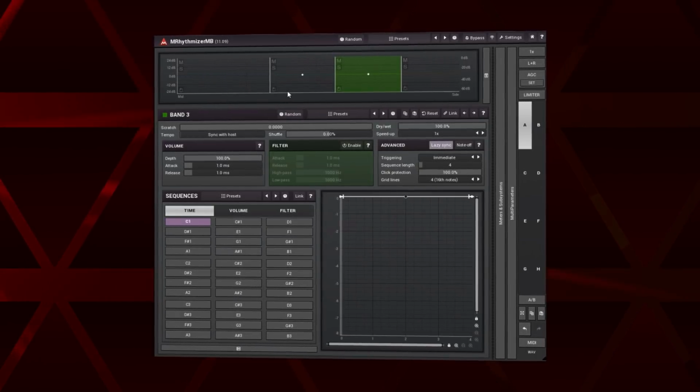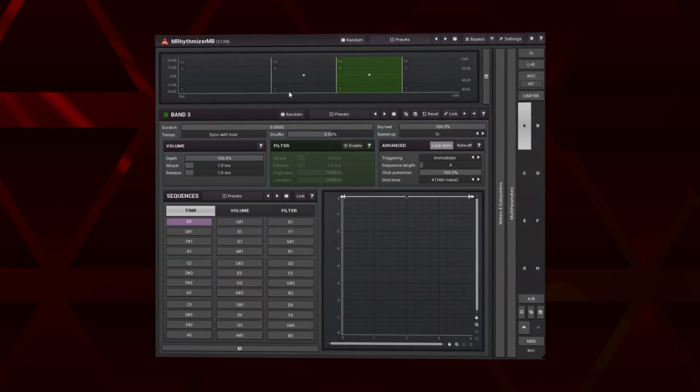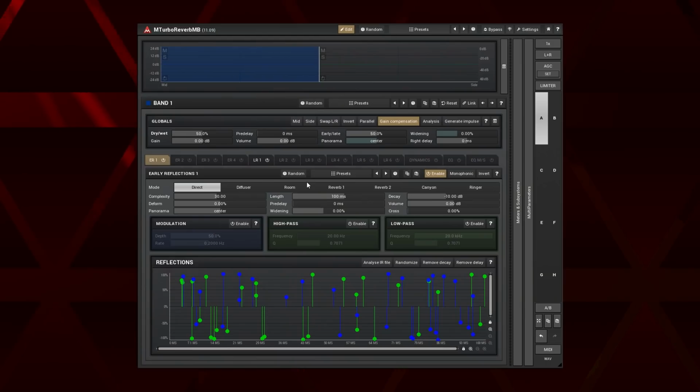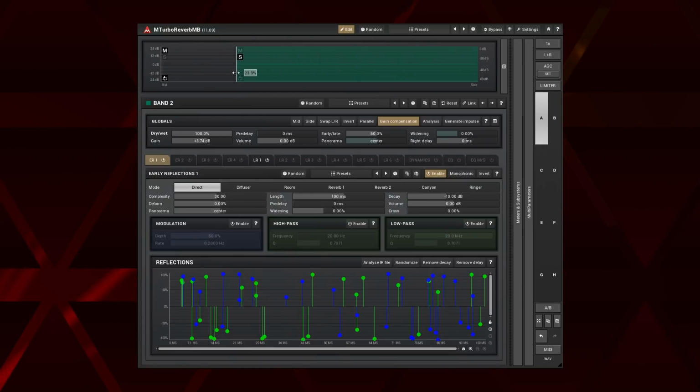No problem. Let's take the same percussion loop and the following setup in M Turbo Reverb MB. I used a two-band mid-side crossover. The first band that receives the mid channel is bypassed, but the second one, processing the side channel, is enabled. Now I solo the second band, play the loop, and move the crossover point. What I'm trying to find is a position where I can't hear the sounds from the mid channel at all.